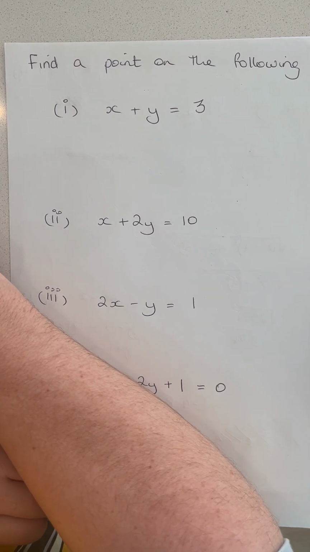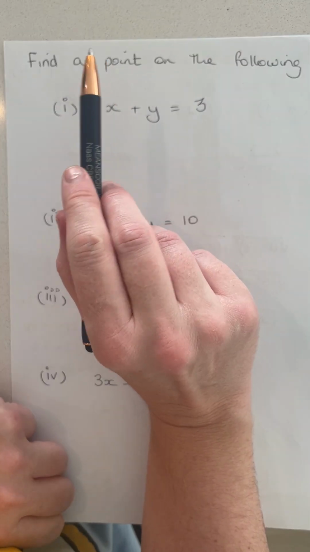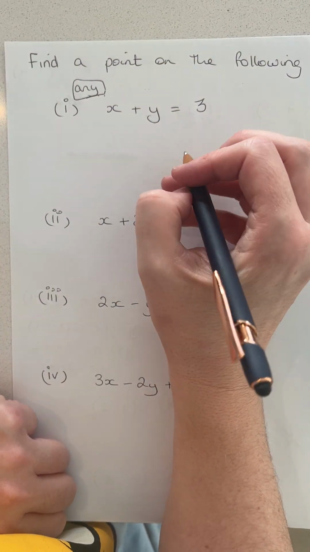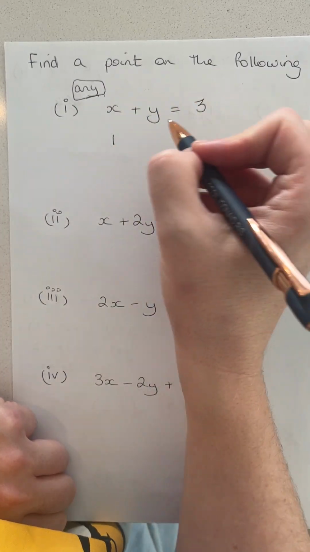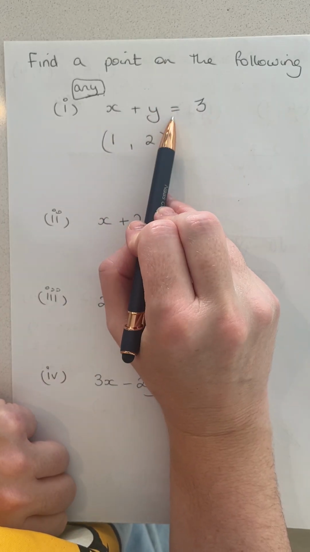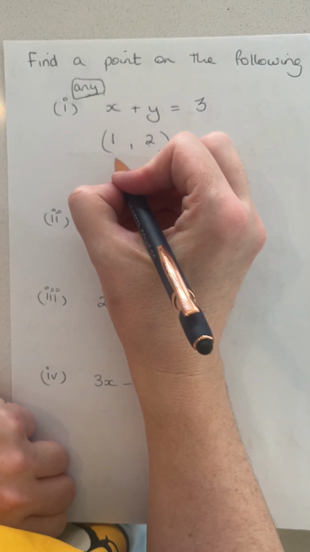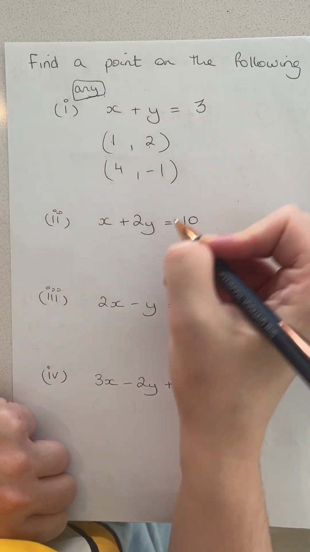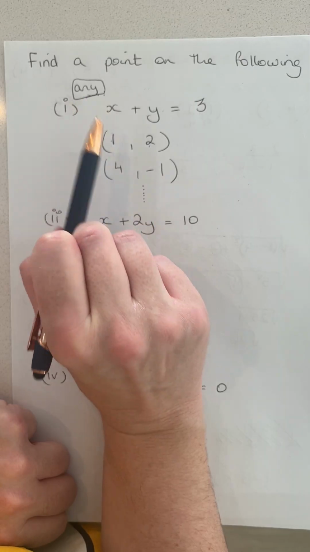Here, they've given me the name or the equation of the line, and they just want me to find a point, any point. So just take your time and see if x was a 1, then y would have to be a 2 in order for it to mathematically give you a 3. So (1, 2) is a possible answer here. (4, -1) is a possible answer there. There are so many possible answers for any point on a line.